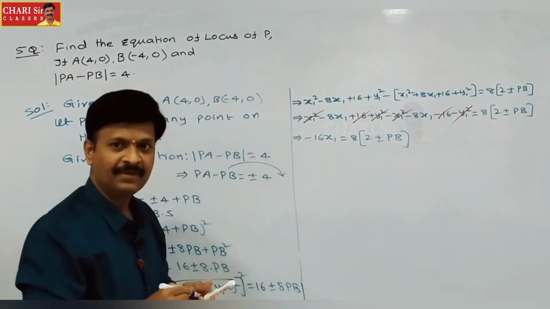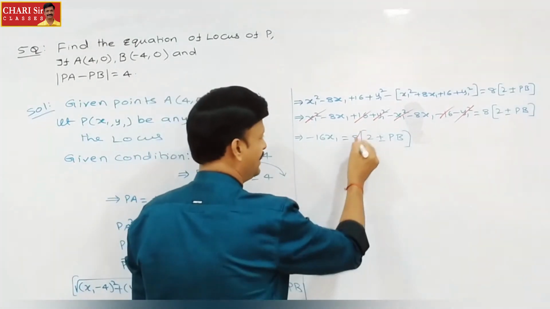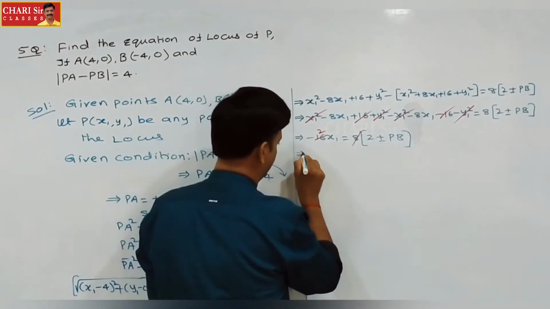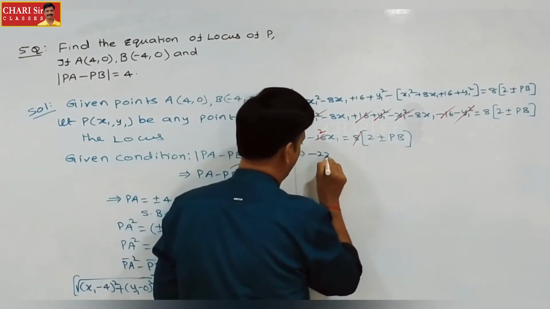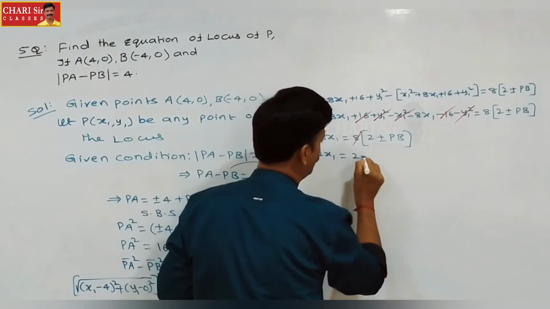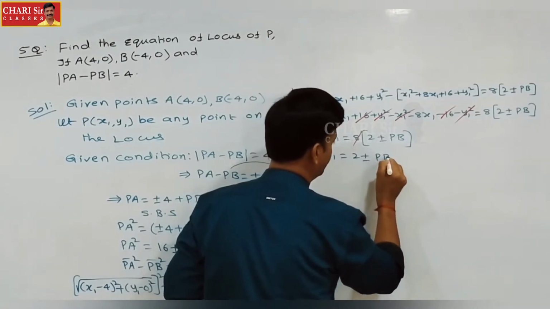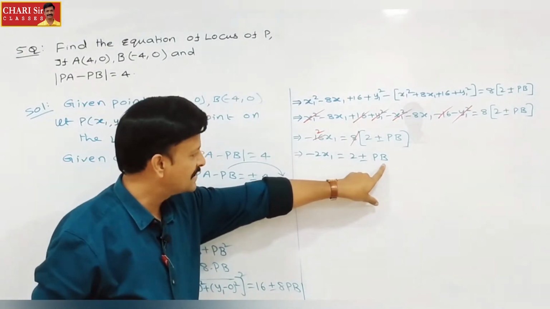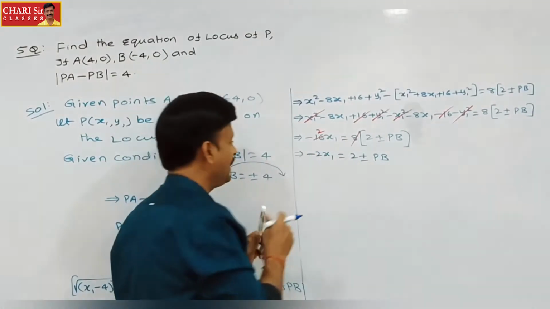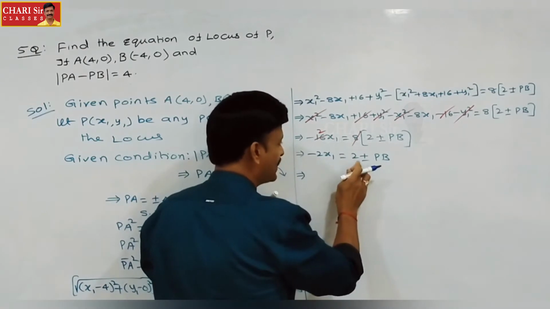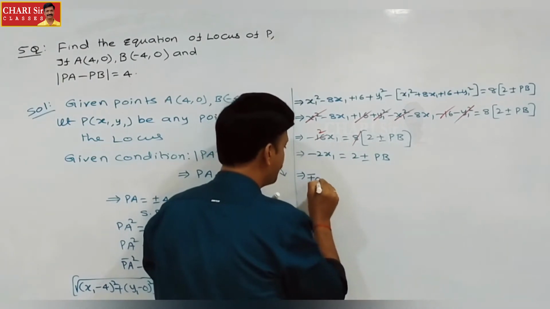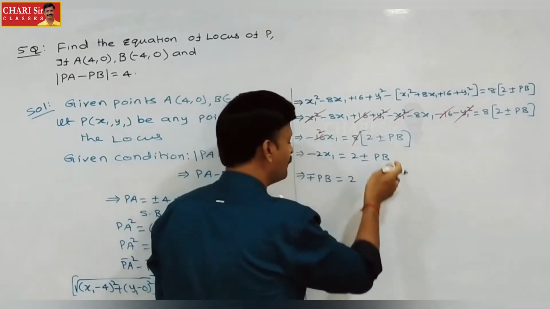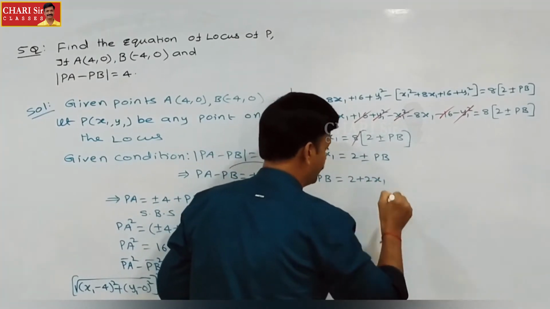Now again something gets cancelled. 8 two times, which implies minus 2x1 is equal to 2 plus or minus PB. Now we need to separate this PB, that means bring this PB to the left hand side. Here plus or minus PB will come as minus or plus PB, which is equal to 2, and minus 2x1 will become plus 2x1.